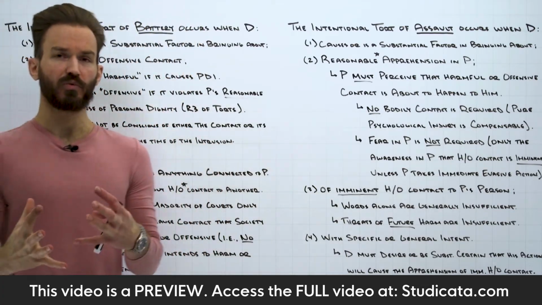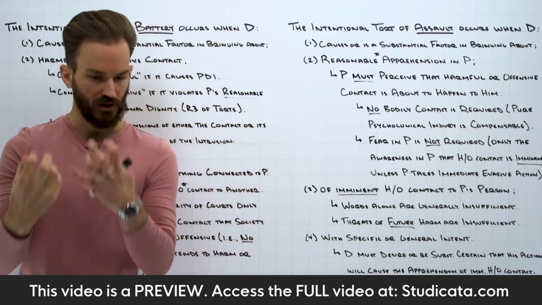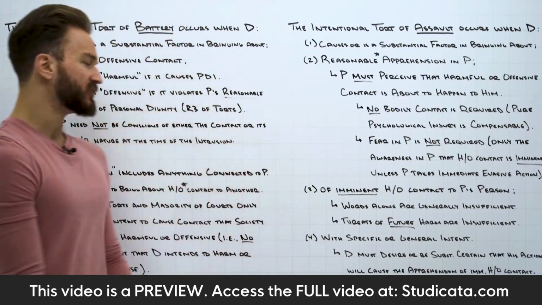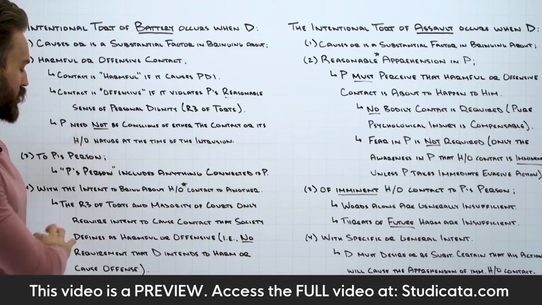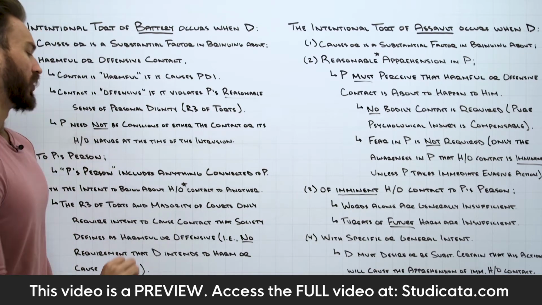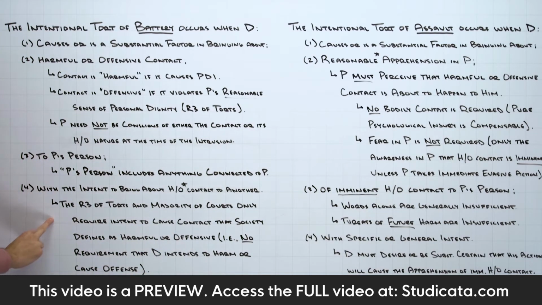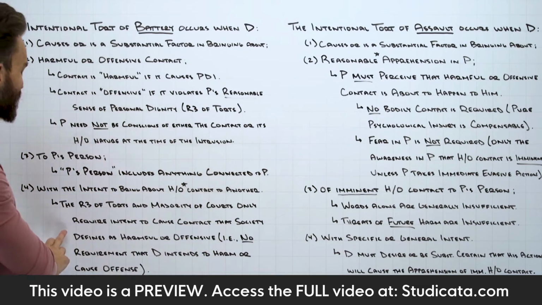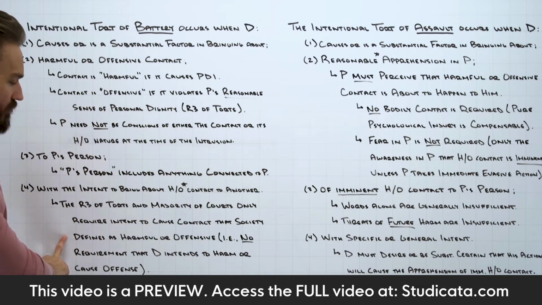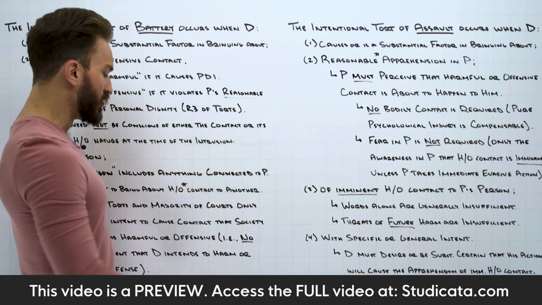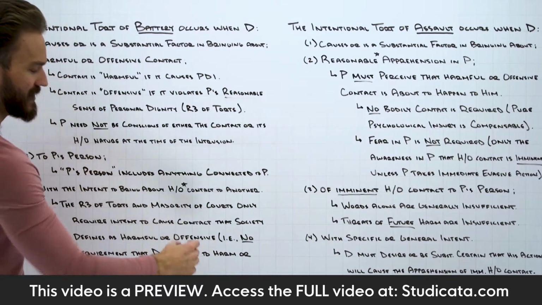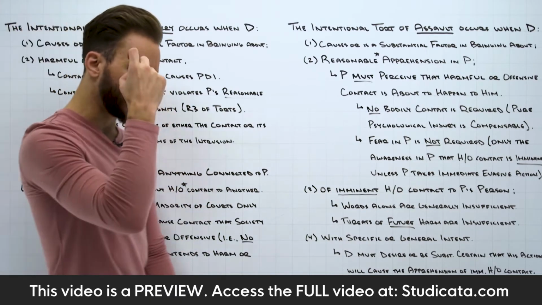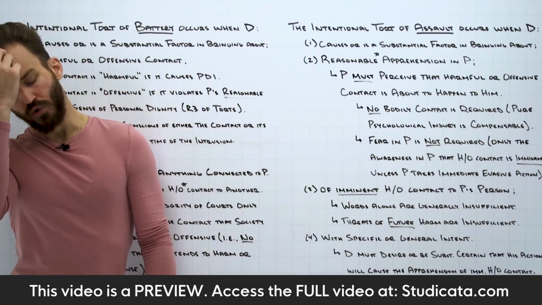So intent with battery can be a little bit confusing, right? But we can just start with it and then we can get into some examples. If we look at the Third Restatement of Torts and the majority of courts, they only require intent to cause contact that society defines as harmful or offensive. In other words, there is no requirement that the defendant intends to harm or cause offense. This is super important, right?